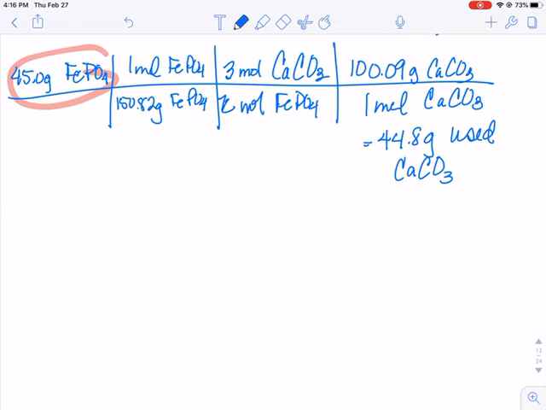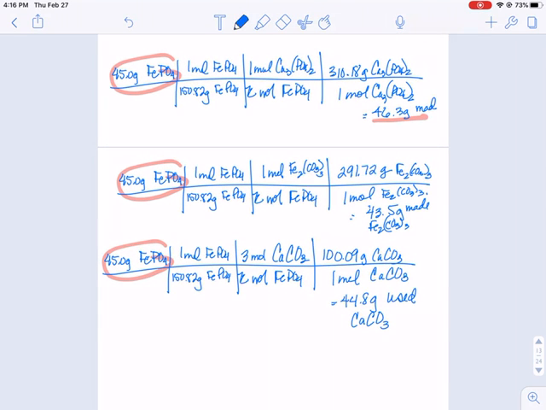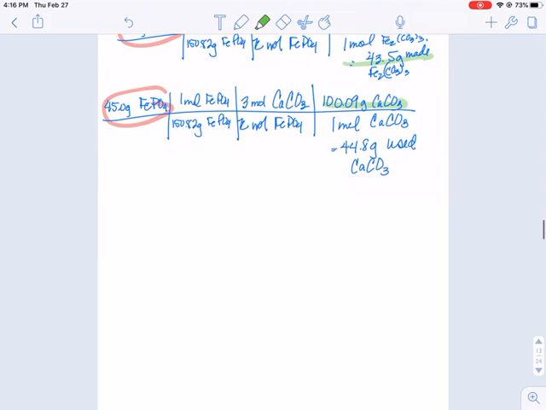Once again, I'm going to make a difference here. We calculated one product. The first product we calculated, we made that much. The second product we calculated, we made that much. But now we're calculating a reactant. So we're not making the reactant, we're using the reactant. And we used up 44.8 grams.